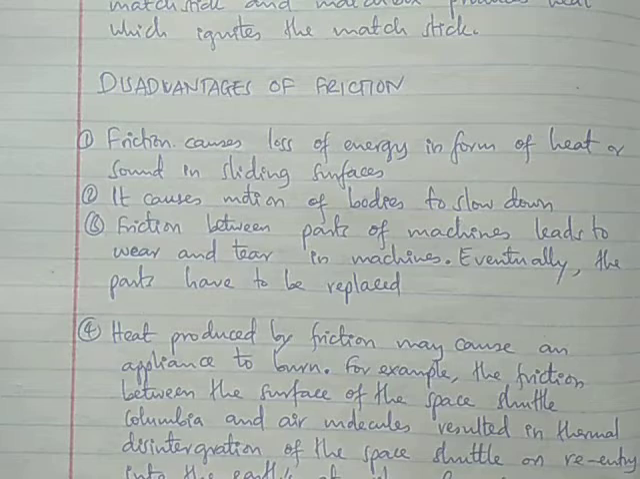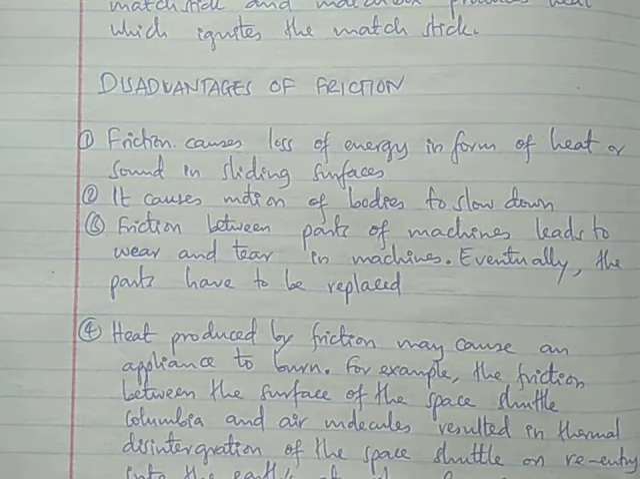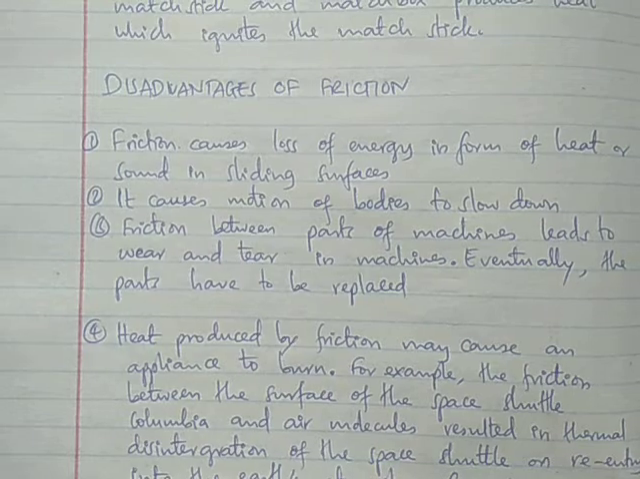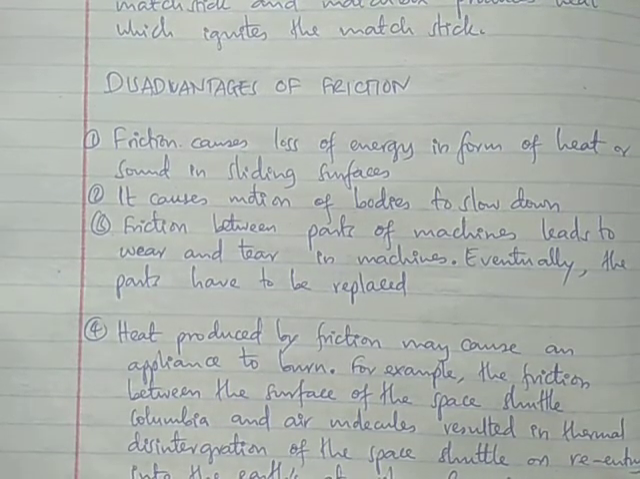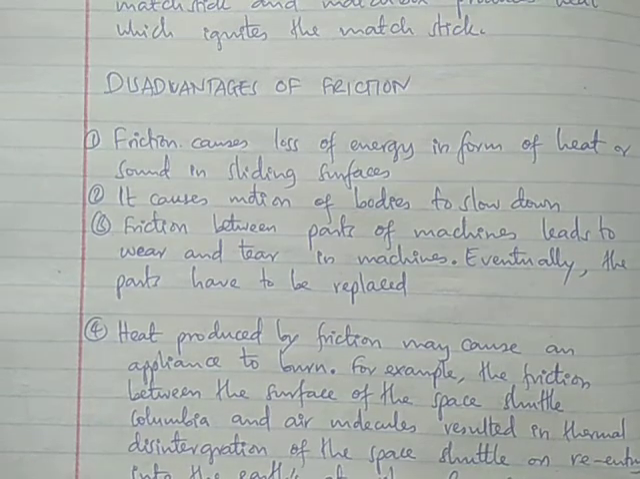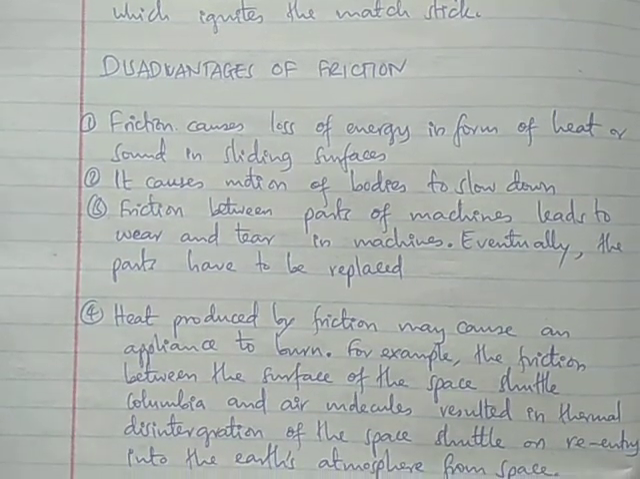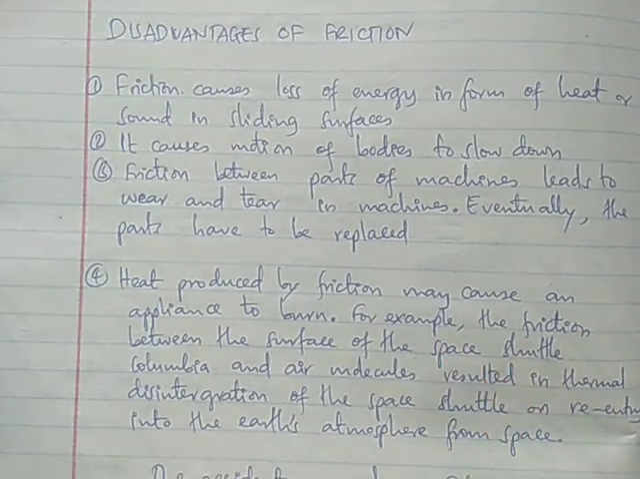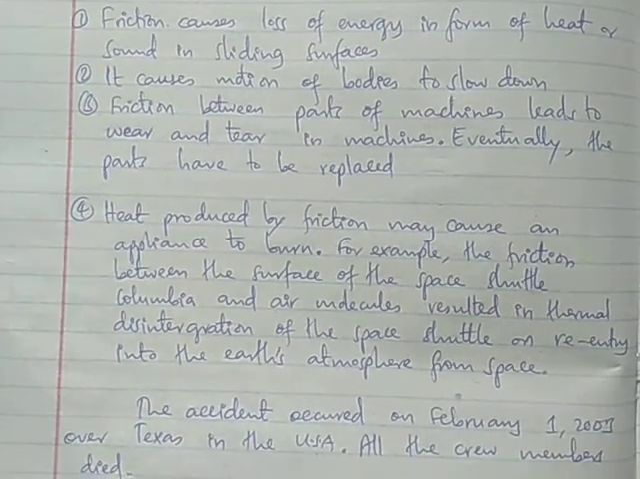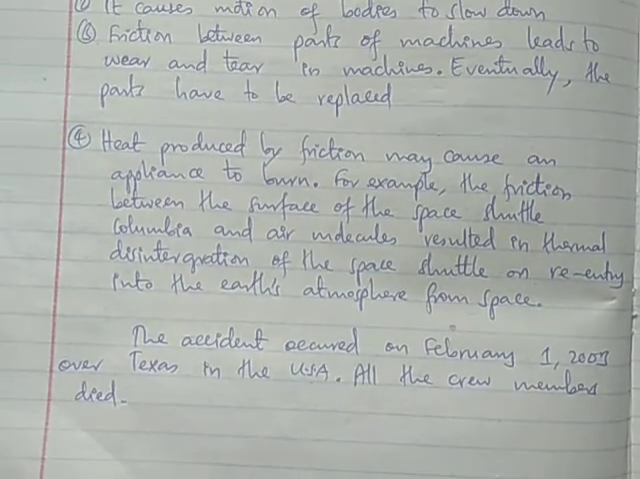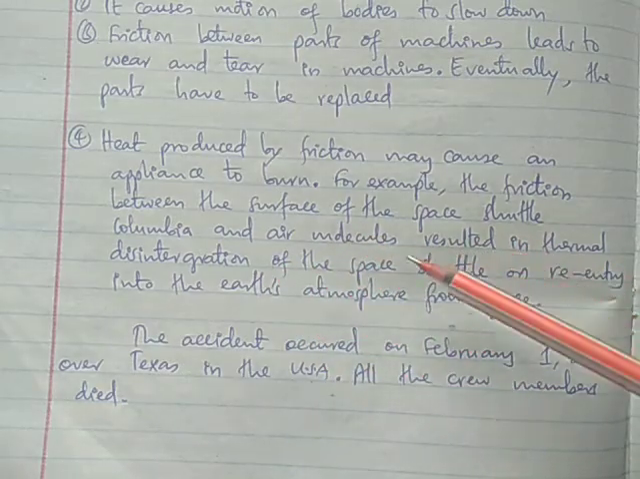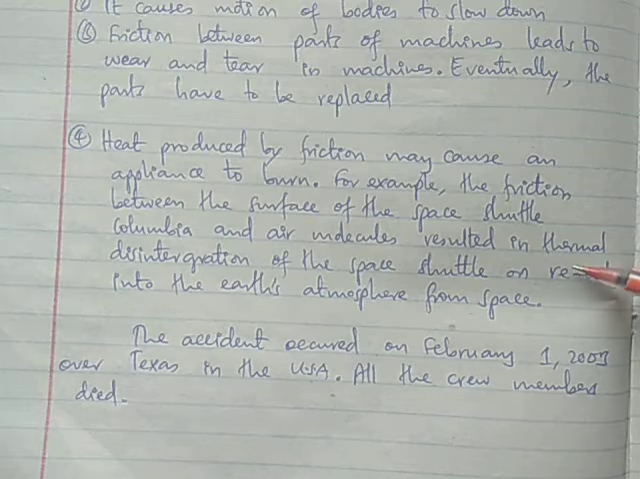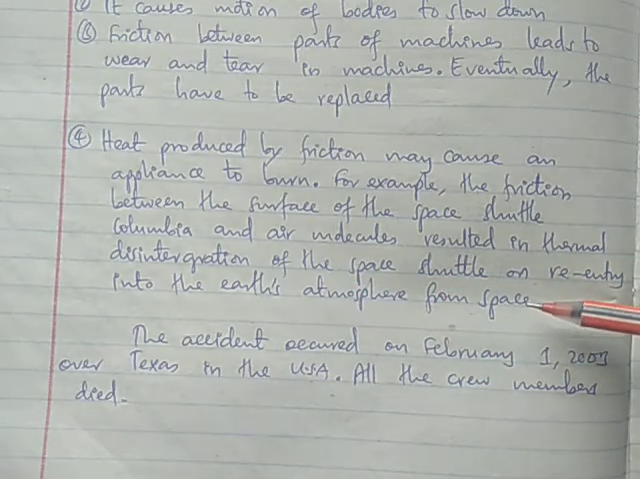Number 4, heat produced by friction may cause an appliance to burn. So sometimes friction imetokea, heat imekuwa produced, heat iliyokuwa produced inaweza kusababisha kifaa au kitu fulani kiungue sababu ya ile heat. And the best example here is, for example, the friction between the surface of the space shuttle Columbia and the air molecules resulted in the thermal disintegration of the space shuttle on the entry into the Earth's atmosphere from space.